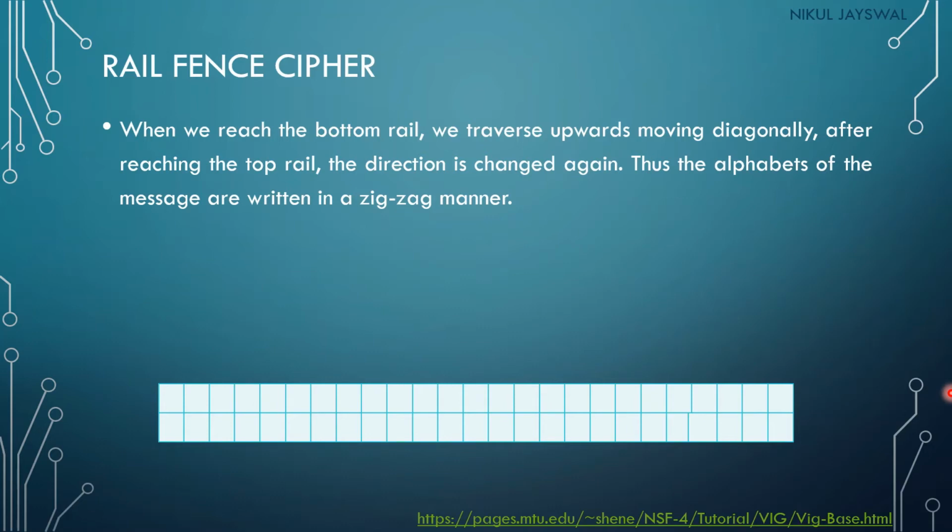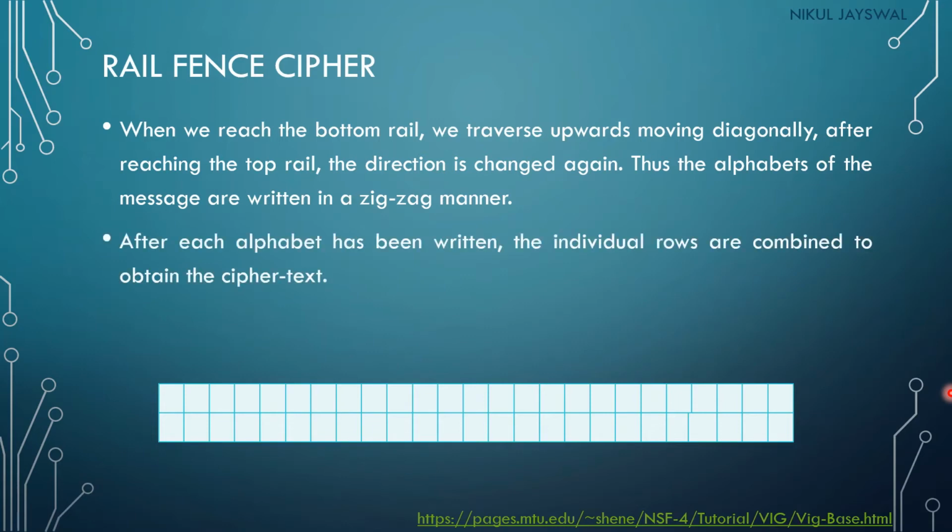So what we are going to do is we will take the message and write that plain text in a zigzag manner. After each alphabet has been written, the individual rows are combined to obtain the ciphertext. So we will read row wise to identify the ciphertext from the plain text.